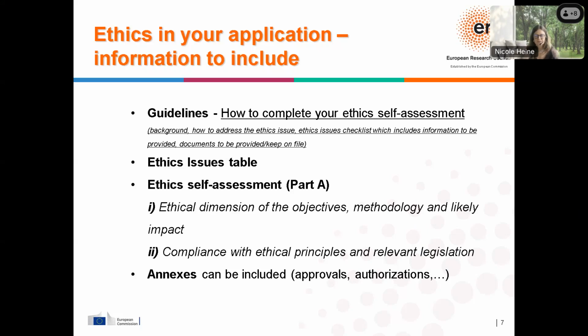So you have just the table. It's to give us a broad map of what the issues are, and then you need to complement this in part A. So this needs to be really in one part. If you already have some authorizations, you can also include them as an annex, and you're encouraged to do so.